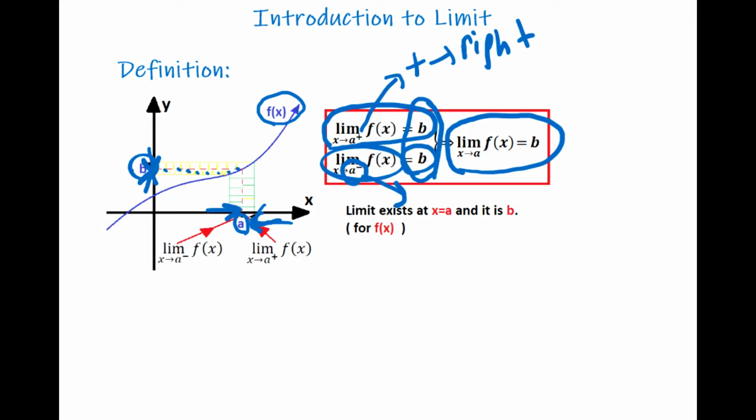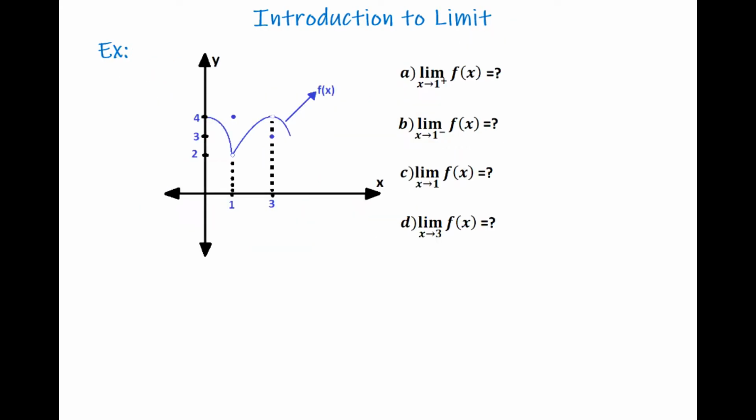So in order to say that a function has a limit at a point, both limits from the left side and from the right side have to be equal to each other. And let's take a look at some examples. For example, here we have a function f of x and its graph, and in part a it asks what is the limit of f of x when x goes to 1 from the right side.